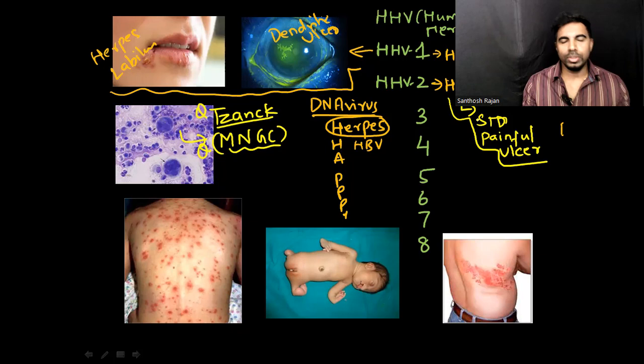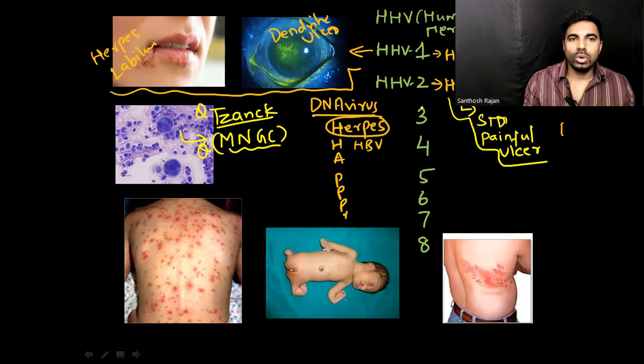The common location of herpes simplex virus 2 is the sacral ganglion. HSV1 usually remains in the trigeminal ganglion, and this one is in the sacral ganglion, and from there it causes disease. Type 3: 1, 2, 3, that is easy. What about 3? 3 is varicella zoster.